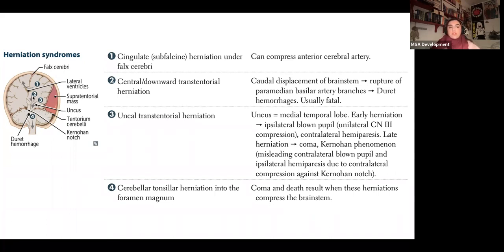So number 1, we know is subfalcine. Number 2, we just said is central downward transtentorial herniation. And number 3 is uncal transtentorial herniation. So the uncus is the medial temporal lobe, and the medial temporal lobe will basically move and herniate. What can happen here is it is compressing the upper part of the brainstem, which we know gives rise to cranial nerves 3, 4, especially cranial nerve 3.